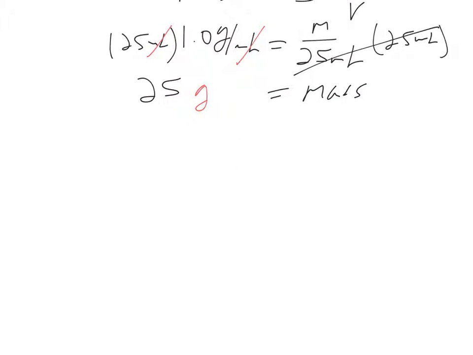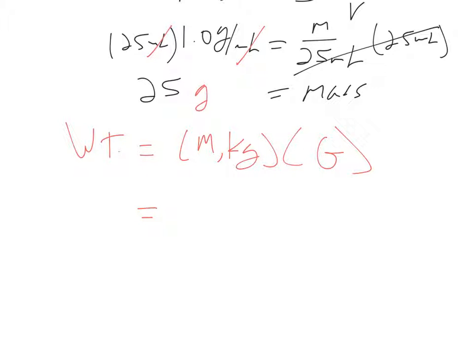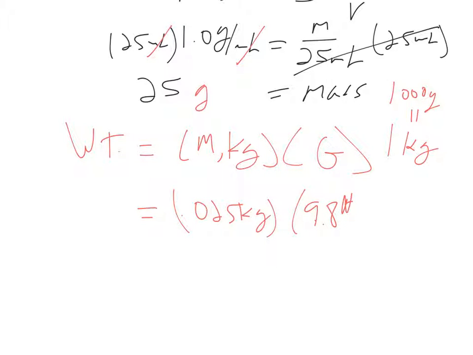Now we need to calculate the weight of the water displaced. Remember that weight equals mass in kilograms times the force of gravity. We're on Earth, so it's 9.8 newtons per kilogram. 25 divided by 1,000, because remember there's 1,000 grams equals 1 kilogram. So 25 divided by 1,000 is 0.025 kilograms, times again 9.8 newtons per kilogram. Throw that into your calculator, and you will get a value of 0.245 newtons.